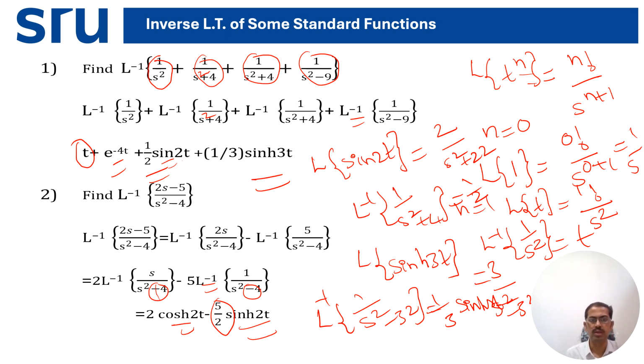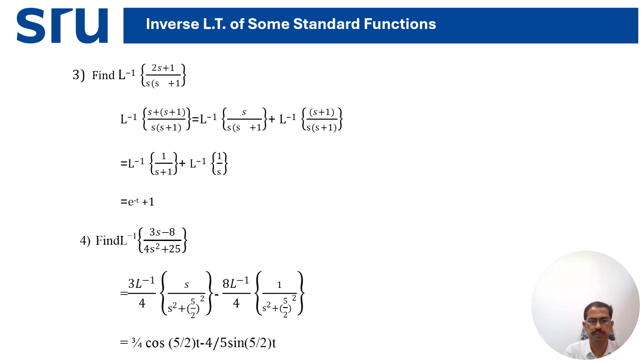So this is about the inverse Laplace transform of some standard functions. And similarly, find the inverse Laplace transform of 2s plus 1 by s into s plus 1. How do you find this? Just rewrite this fraction: 2s is s plus s, so 2s plus 1 becomes s plus s plus 1, by s into s plus 1.